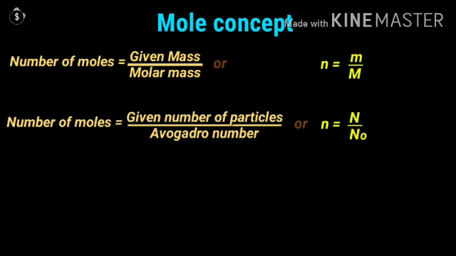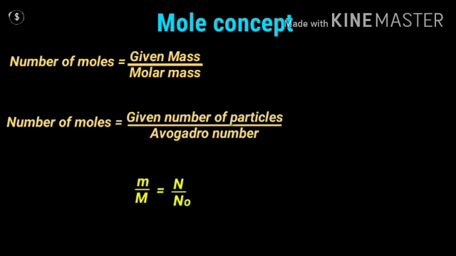The first formula is n equals m by M, and the second formula is n equals N upon N0. It means both are equal. Why are they both equal? Because both represent the number of moles. So both can be written as m upon M equals N upon N0, because both are equal. That's why they can be written like this. Now in the next video we will study more.